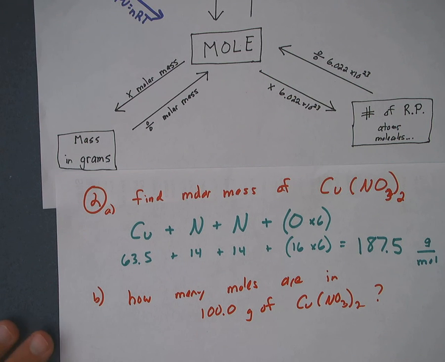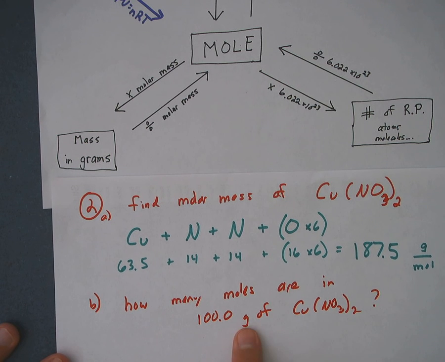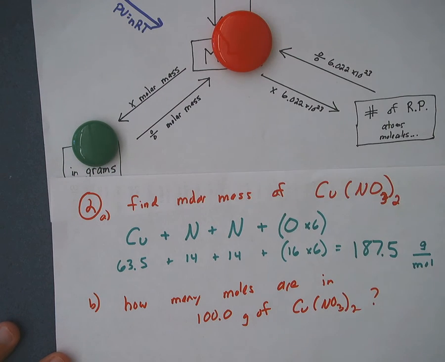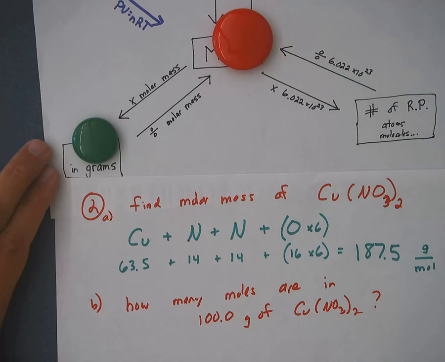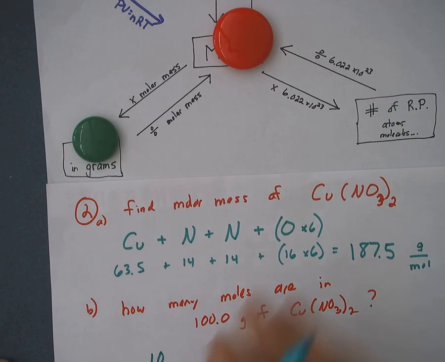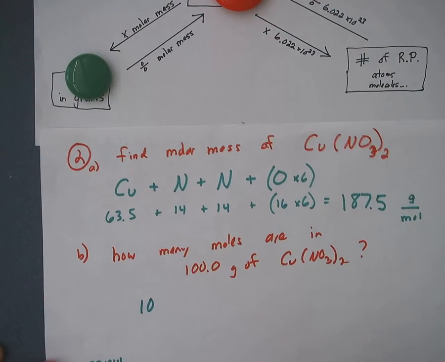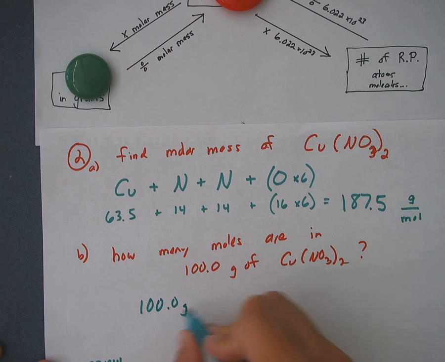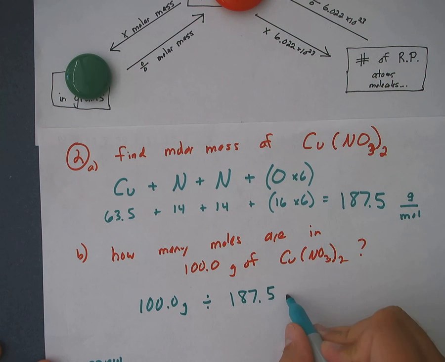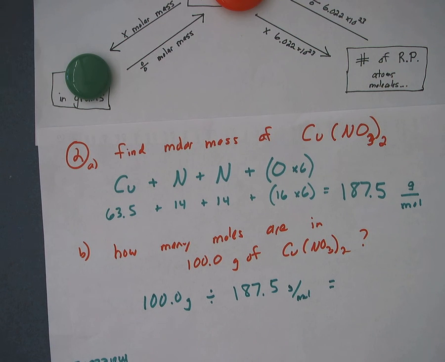Okay, so if we take a look at the mole roadmap, I think that we're given a grams. That would be our starting point. They asked for how many moles. This would be our ending point. And so the mathematical function is to take grams and divide by molar mass. So my answer will be, oops, you can't see that. I'm going to slide this up. 100.0 grams and divide it by the molar mass, which we just found out was 187.5 grams per mole.